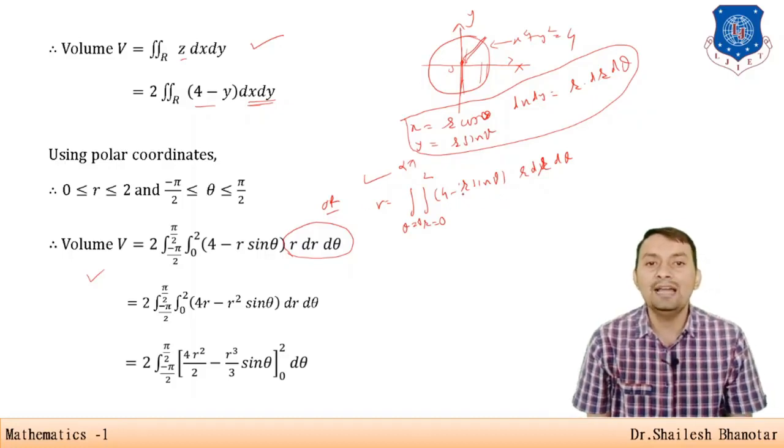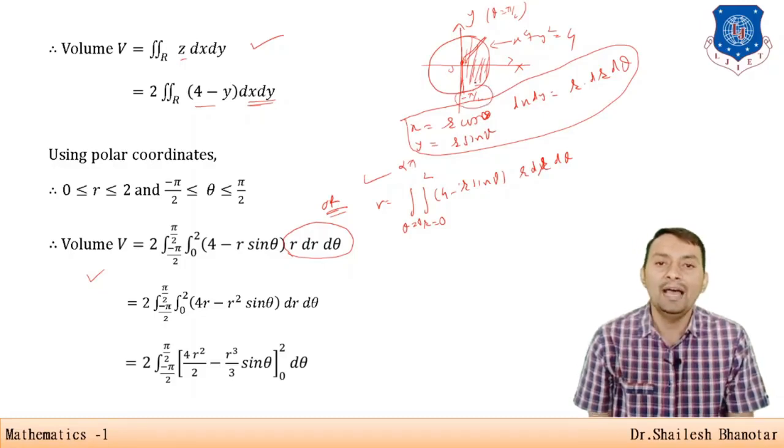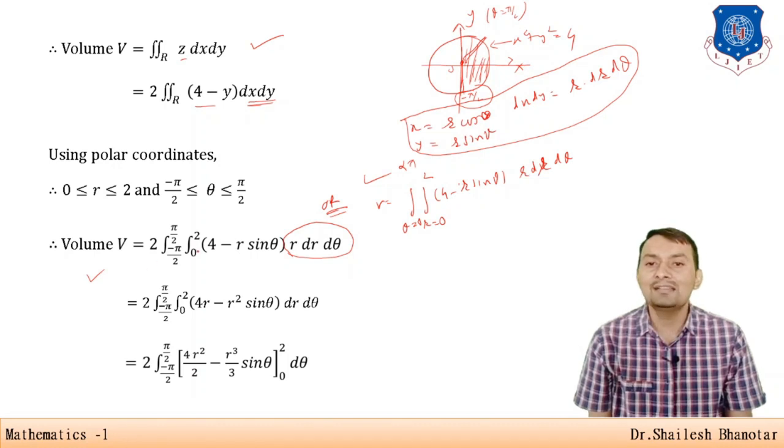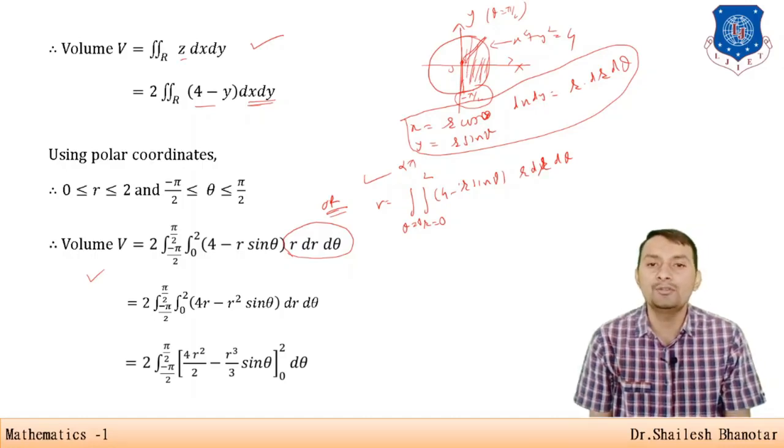But instead of that, you can also consider only the right hand side part. So theta goes from minus pi by 2 to plus pi by 2, and r goes from 0 to 2, but it will be 2 times, because this is the same as the left hand side. It is symmetrical about the y-axis, or you can say symmetrical about theta equals pi by 2. Therefore I'm going to integrate with respect to r.